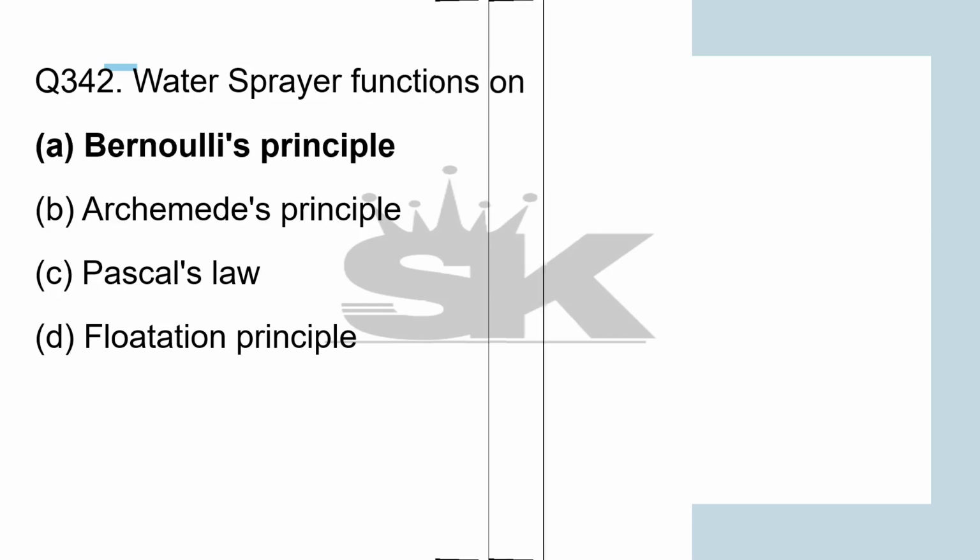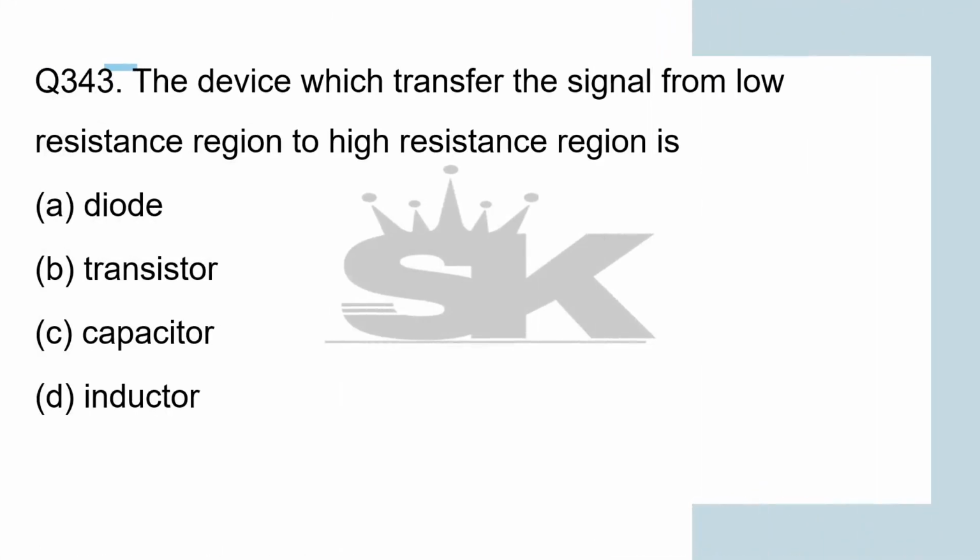So here the answer is, the device which transfers the signal from low resistance region to high resistance region. That is transistor. Okay, transistor is an electronic component. It is a combination of two words, trans plus resistor, meaning transfer signal from low resistance region to high resistance region. Okay. Its applications are as a switch, as an amplifier, as an oscillator. Okay.